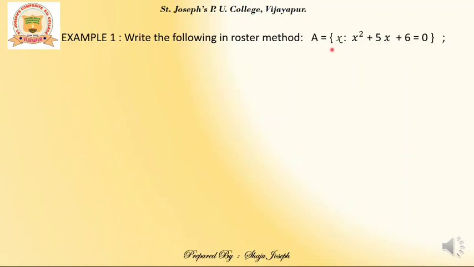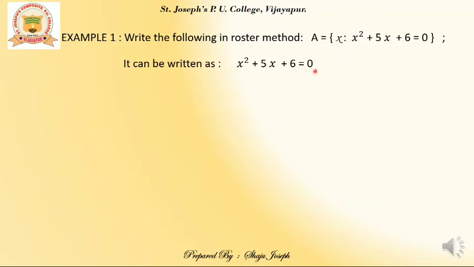What do you mean by this? X square plus 5x plus 6 is equal to 0 is a quadratic equation. Then what does x mean here? See, it is a quadratic equation with x as the variable. If we solve, we will get two values of x. Those two will be the elements of the set A. So let us try to solve the quadratic equation.